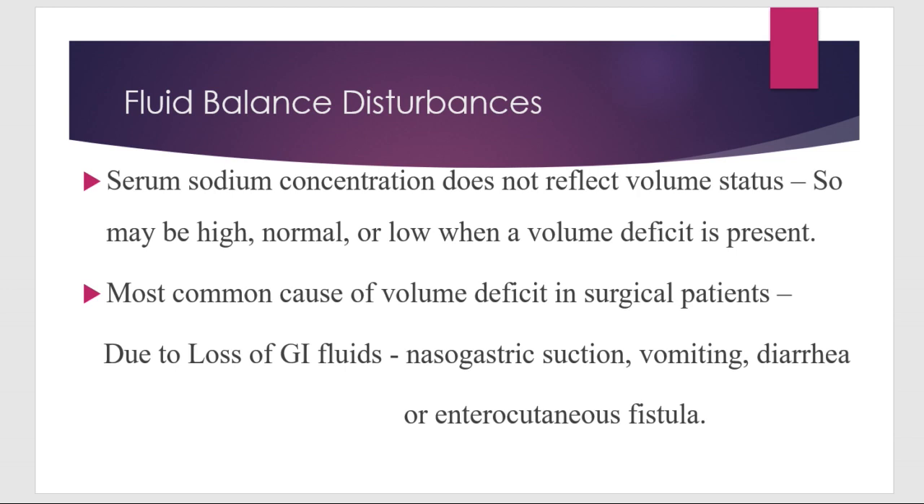Most common causes, if you're talking about the most common cause of volume deficit in surgical patients, the cause is loss of GI fluids. And loss of GI fluids through which route? Most of the patients in surgery wards, in the post-operative period or even in the pre-operative period, are on Ryle's tube suction or nasogastric suction. So continuous nasogastric suction or drainage may lead to loss of GI fluids. Vomiting may lead to loss of GI fluids. Diarrhea, again loss of GI fluids.